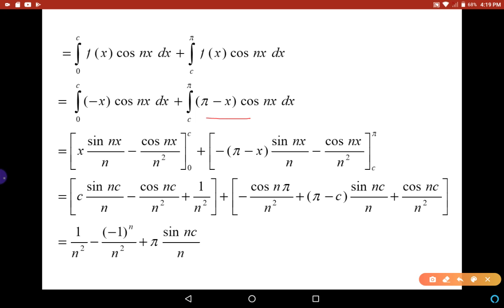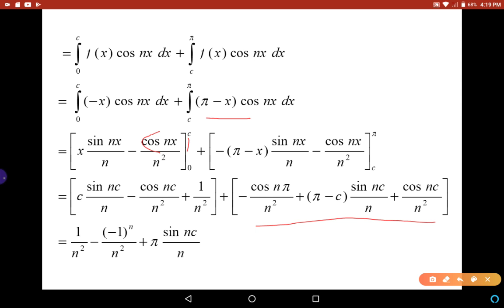we get c into sin nc by n minus cos nc by n square. This is the upper limit in the first term, minus the lower limit, where sin 0 becomes 0 and cos 0 becomes 1. So this is 1 by n square. Similarly, when we substitute the limits in the second term, we get this term.